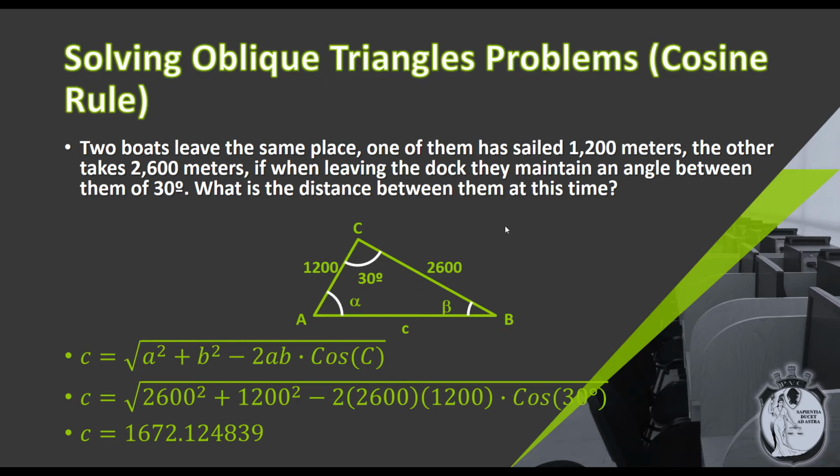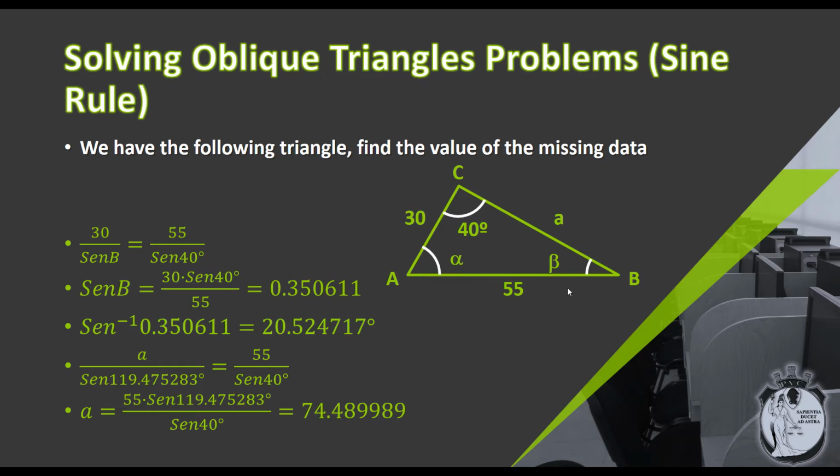Okay, now next one, another sample. We have the following triangle. Find the value of the missing data. Check what data you have. You have one side, another side, you have two sides, but you don't have the angle between them. You have another angle, sorry. So in that case, you can't use cosine rule. You need to use sine rule.